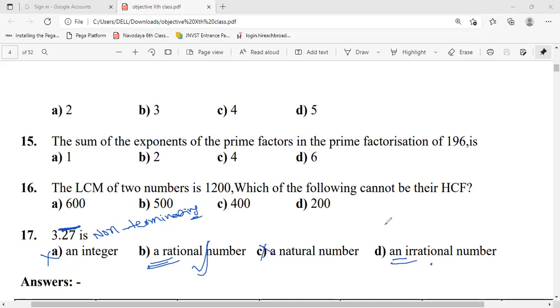Irrational number means non-terminating and non-repeating decimal. Suppose the same number is given as 2, 7, 3, and so on, like this with dots. If a number has dots like this, that number is called an irrational number because it is non-terminating and non-repeating. So whenever a bar is there, we have to consider it as a rational number.